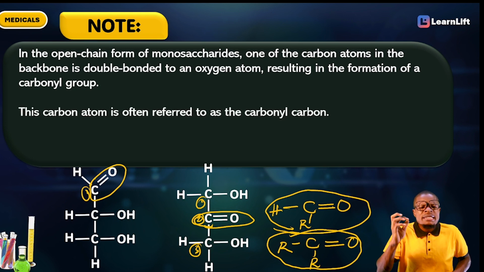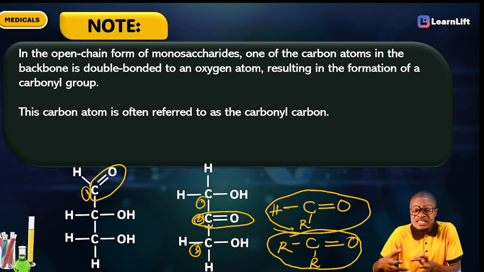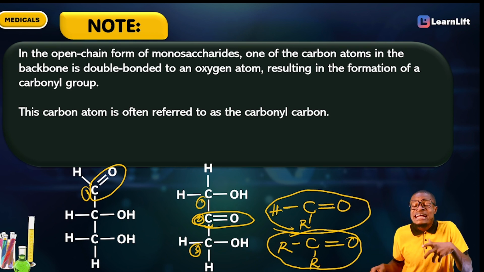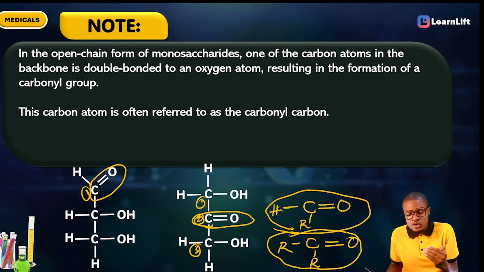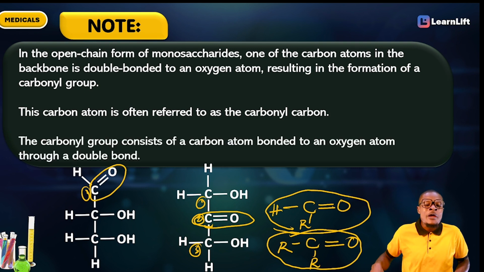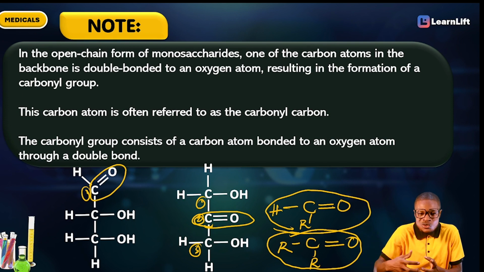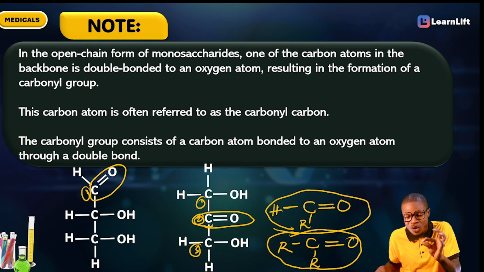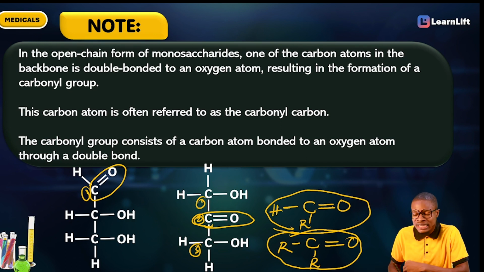Another lovely thing is this carbon atom is often referred to as the carbonyl carbon. So when I say carbonyl carbon all through the course of this lecture, don't forget that carbonyl carbons are the carbons that carry the double bond linking to the oxygen. Another beautiful thing is this: the carbonyl group consists of a carbon atom bonded to an oxygen atom through a double bond. We've established that carbon is linking to oxygen with a double bond. Simple as that.